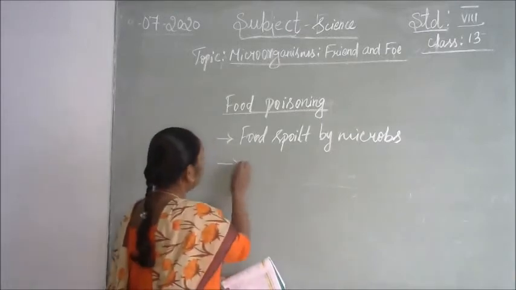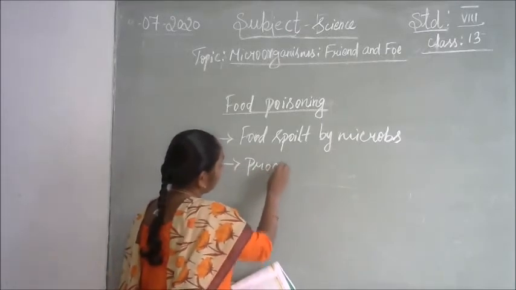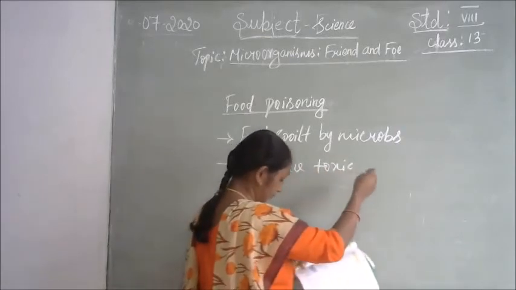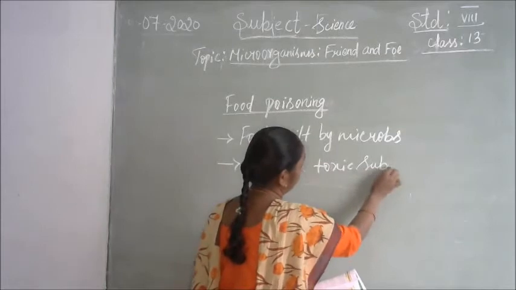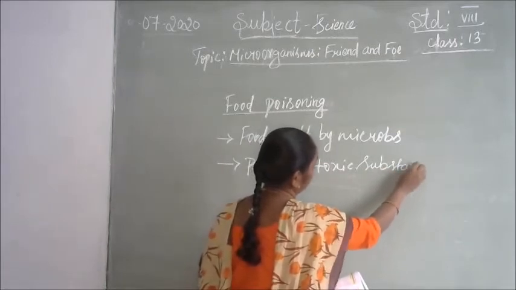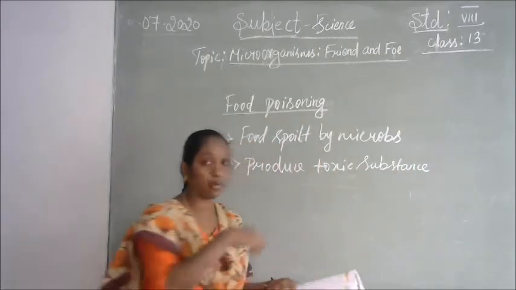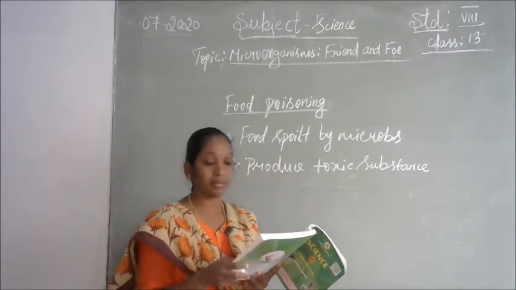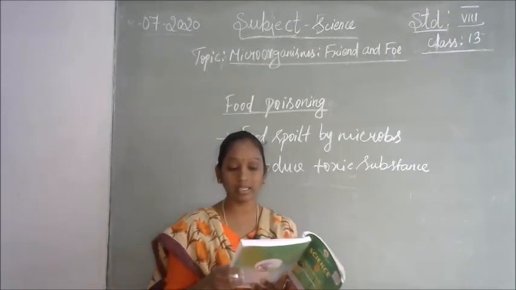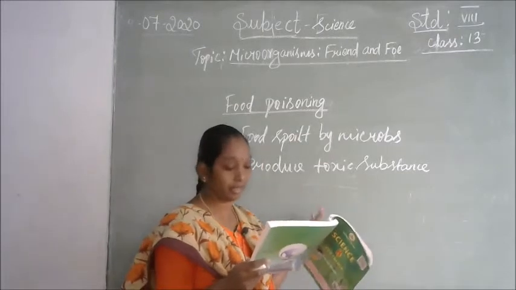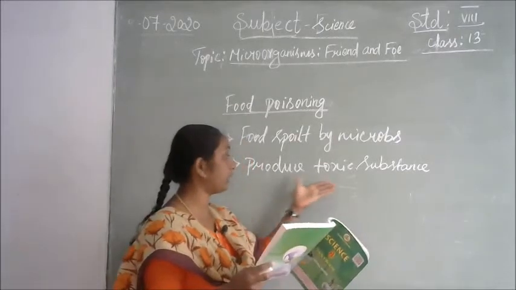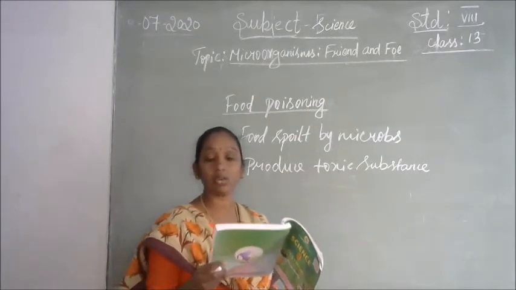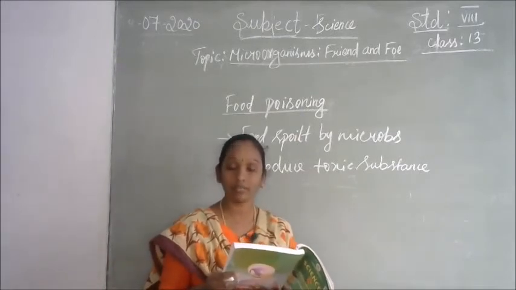It produces toxic substance. Toxic means like a poison. It is not healthy for human beings. These make the food poisonous, causing serious illness and even death. So when the food becomes toxic, it definitely becomes poisonous and causes serious illness and even death also.